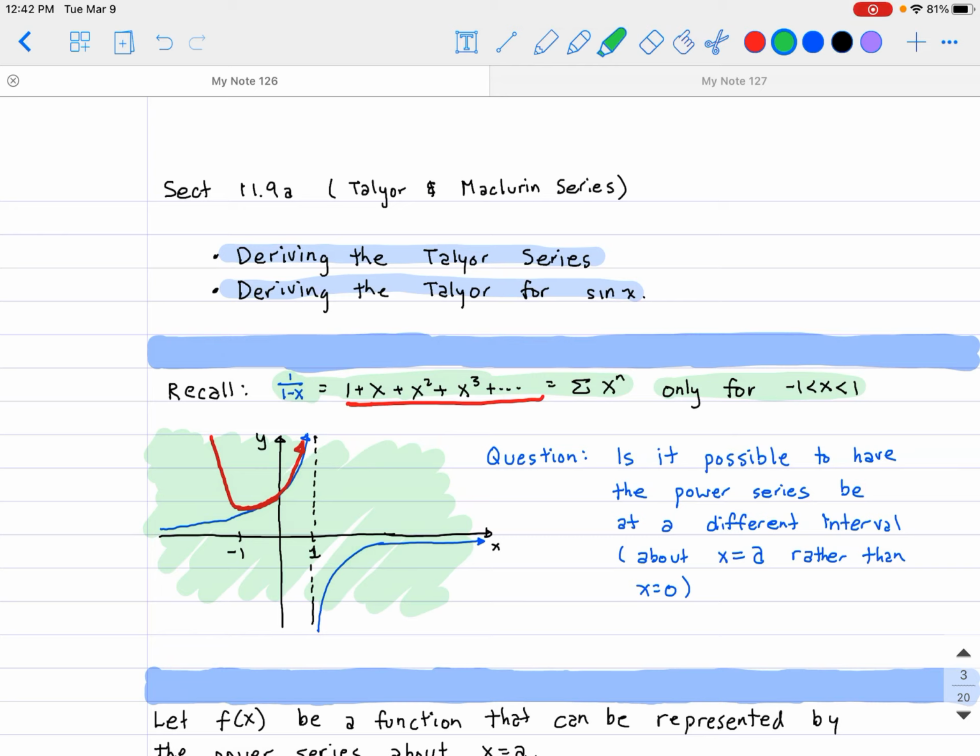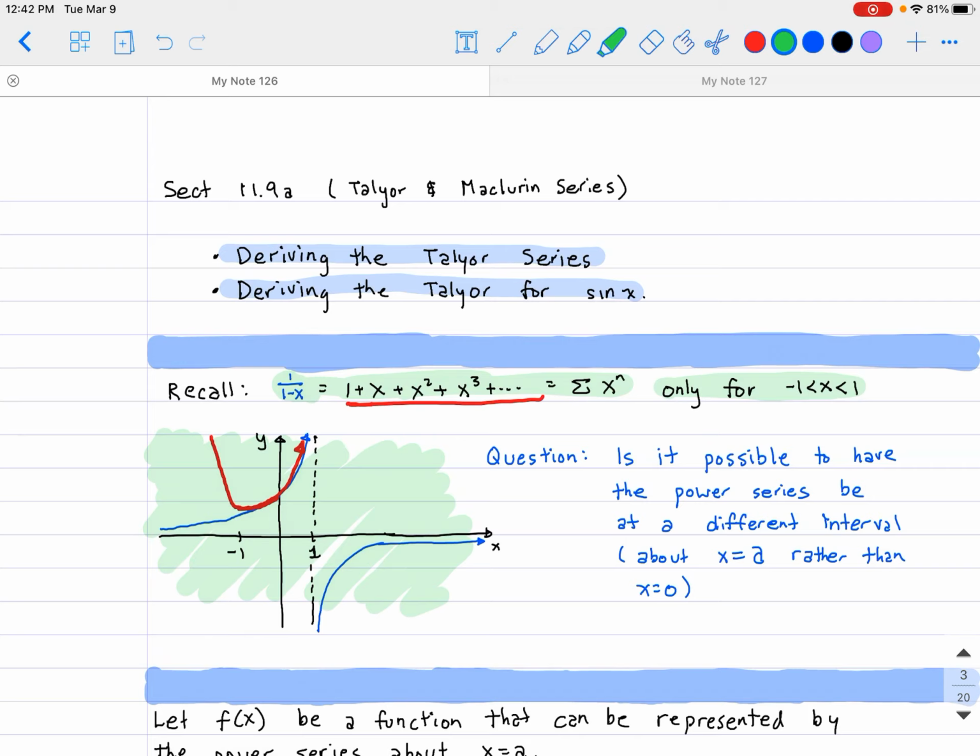And I want to know, is it possible to write it for other equations? In addition, what if I want the power series somewhere else outside of -1 and 1? Because that's really restricting. What if I want it to be at, say, x equal to 3 or x equal to 5 or something like that, right?